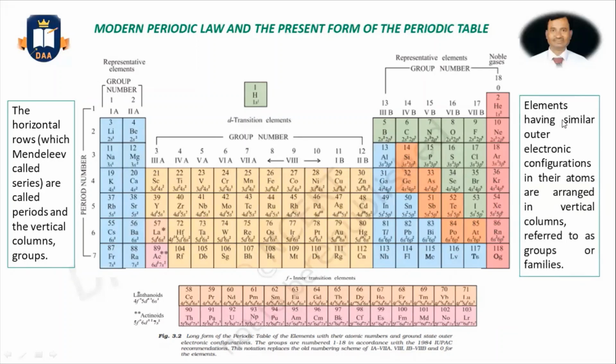Elements having similar outer electronic configuration in their atoms are arranged in a vertical column, which is called a group or family. At the extreme left of this periodic table, you can see lithium, sodium, potassium, rubidium, cesium. These all have similar outer electronic configurations in their atoms.